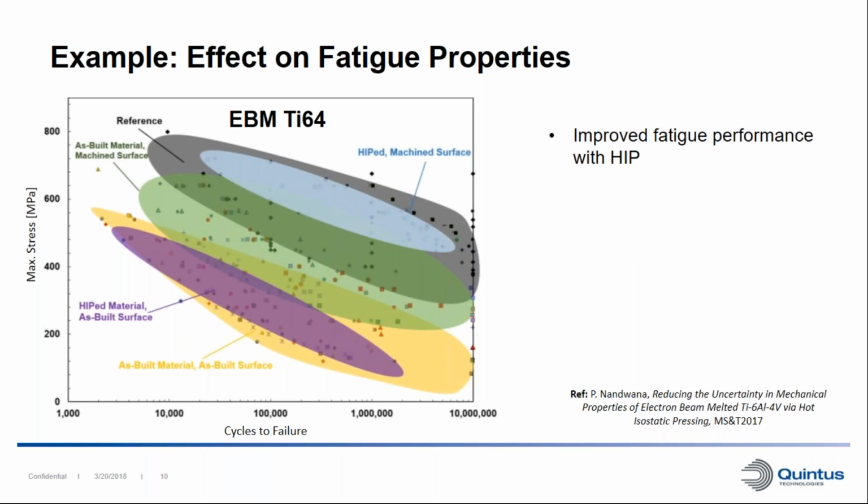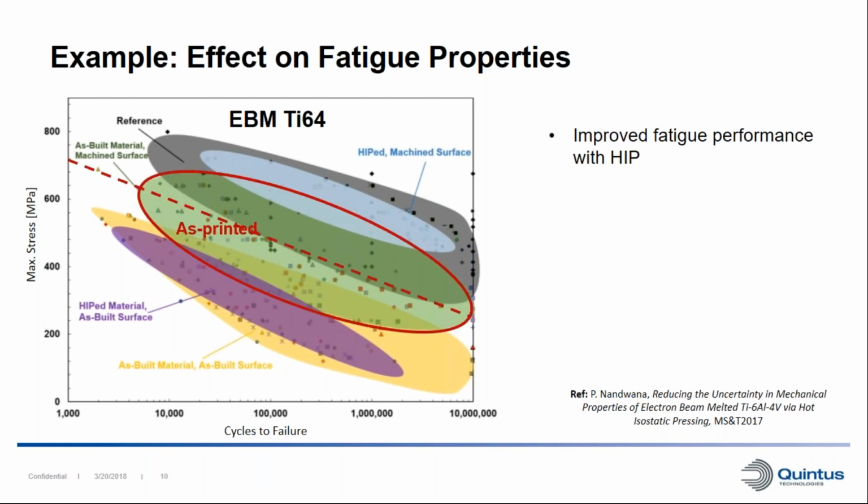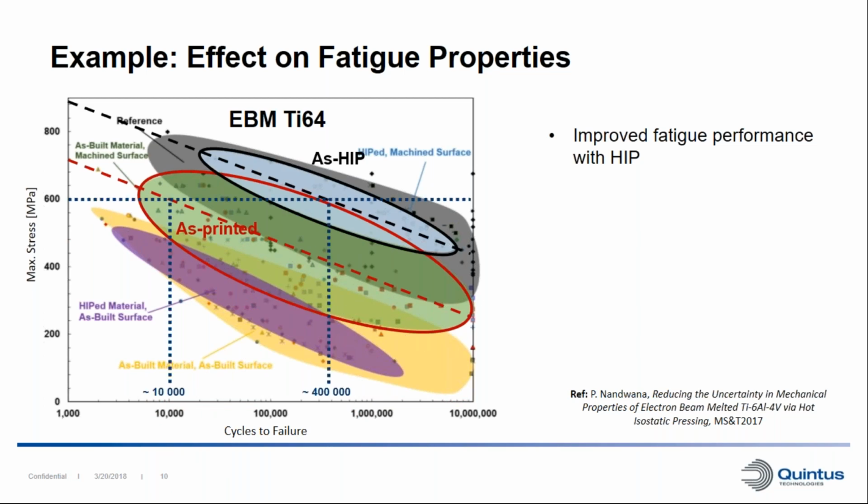Here we have an example on the effect on fatigue properties. So this is data for EBM Ti-6Al-4V. And here we can see the as-printed data, and then we have the HIP data. And if we compare these two at the amplitude stress of 600 megapascals, we can see that we get around 10,000 cycles out of the as-printed material, and for the same stress level, we get around 400,000 cycles for the HIP material.